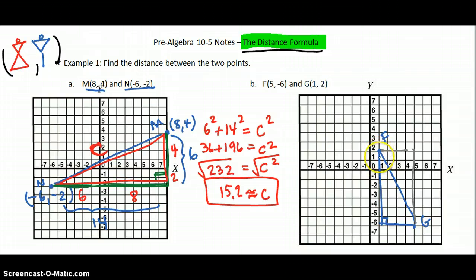So again, I moved up 2 and down 6, so that made that 8, and for G I moved over 5 spaces, but for F I'd already moved over 1, leaving us a length of 4. So 8 squared plus 4 squared is going to give us our hypotenuse that we're looking for, C. So 64 plus 16 gives us 80. So when I take the square root of both sides, C is approximately 8.9 units.